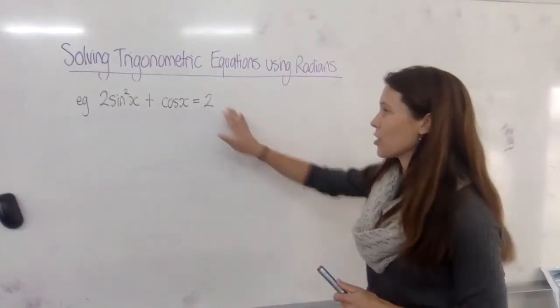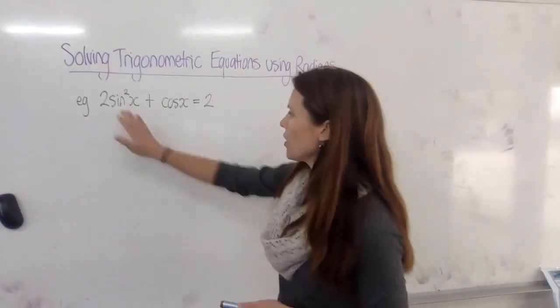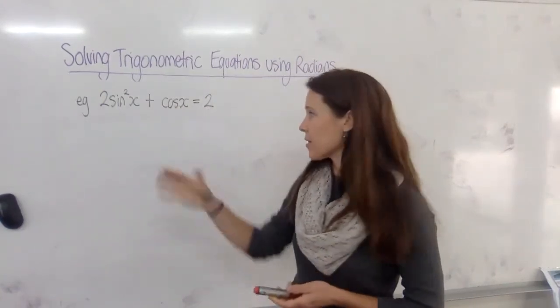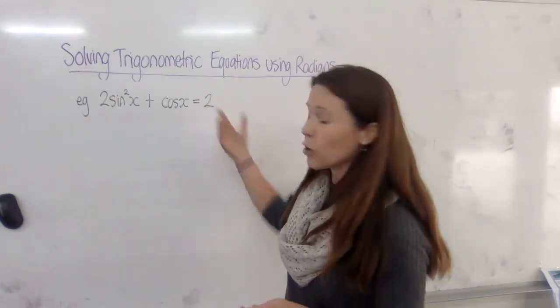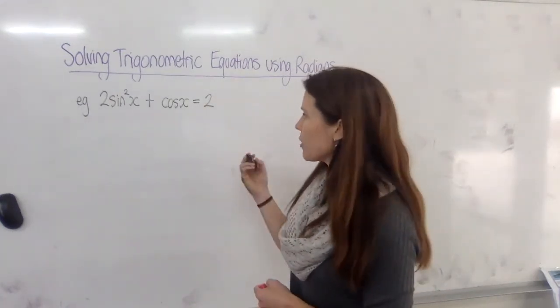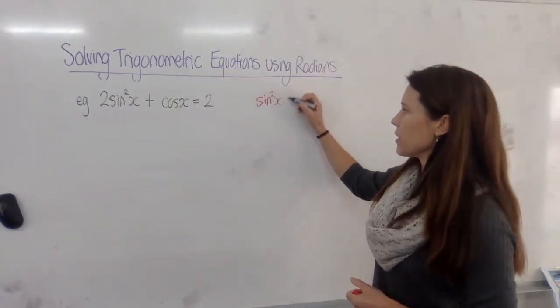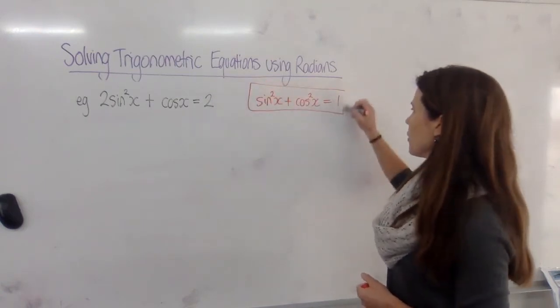Now this one is a much tougher example. You'll get these towards the end of exercise 9H. 2 sine squared x plus cos x equals 2. Now we need to get this much simpler so that it only has one trig value in it. We can't deal with sine and cos at the same time here. So you'll recall that your trig identities, which we learnt in year 11, can be very helpful. This is the one that we should know.